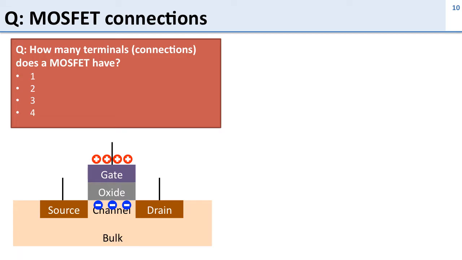There's another question. How many terminals does the MOSFET have? You can see what I've drawn here. Is there something missing?